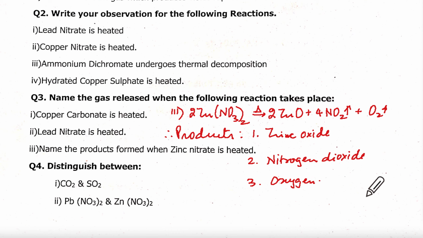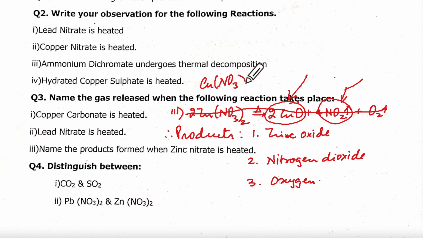Understanding? Yes, ma'am. Now supposing they had to ask you the observation, then you would have written this as what? Reddish brown NO2 gas. And for this what would you have said? The residue is yellow when hot and white when cold. Understanding? Yes, ma'am. On the other hand, supposing they gave you Cu(NO3)2 and asked what are the products, then here I would get copper 2 oxide. Did you understand?